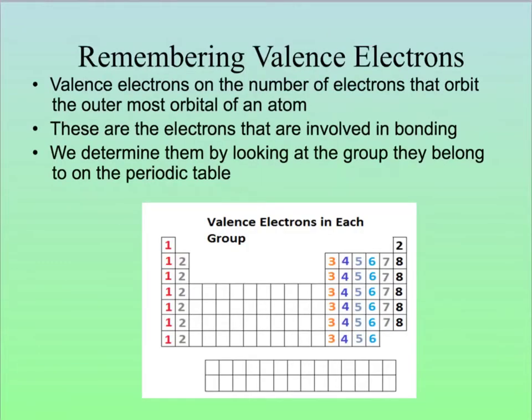So, just to refresh ourselves on valence electrons, they are the number of electrons that orbit the outermost orbital of an atom. These are the electrons that are involved in bonding, and we determine them by looking at the group they belong to on the periodic table. So all the noble gases have 8, the halogens have 7, 6, 5, 4, 3, and so on.